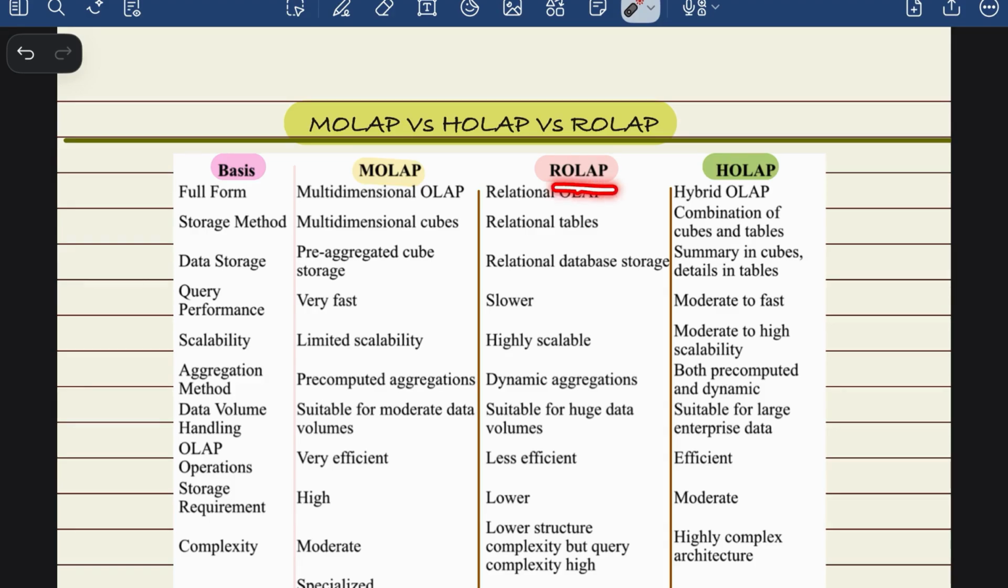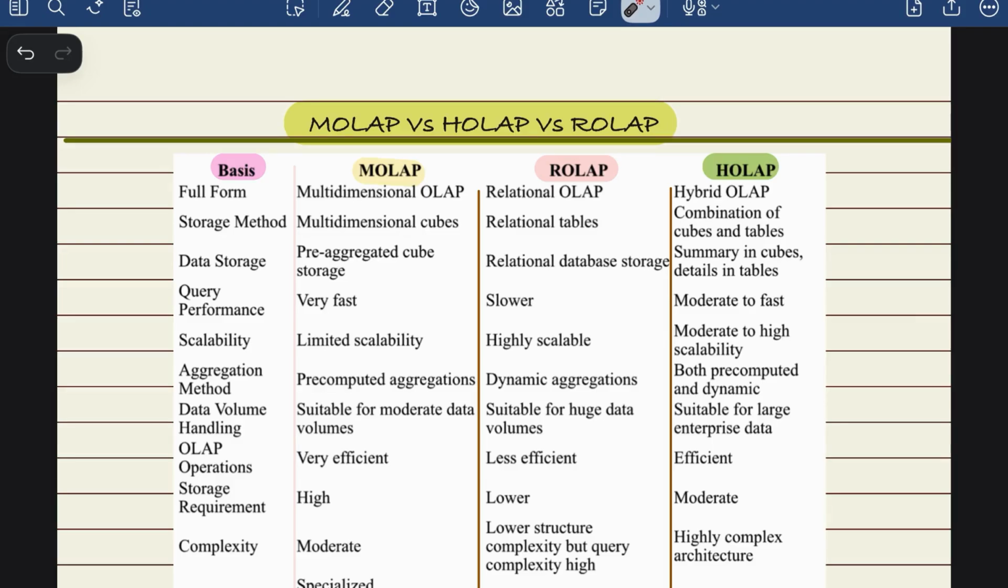Then there is ROLAP. In ROLAP, R stands for relational OLAP. What happens, the data stays inside standard relational database tables, and the tool builds smart SQL queries and joins on the fly using star or snowflake layout. Alright, so here we have an integrated RDBMS. Okay, it is not that efficient, but it is highly scalable and it handles massive amounts of data easily. But query response is quite slow in this.